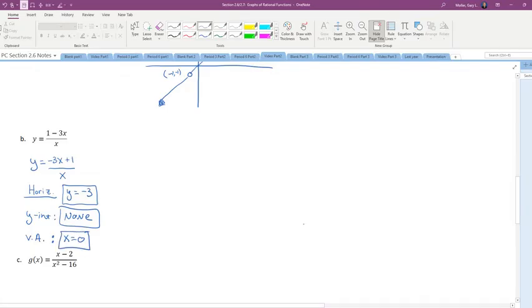And what else is left? The zeros of the function. The top is going to equal 0 at, looks like, positive 1/3. Subtract 1, divide by -3, that's 1/3. So that means I have the point 1/3, 0 as an x-intercept.